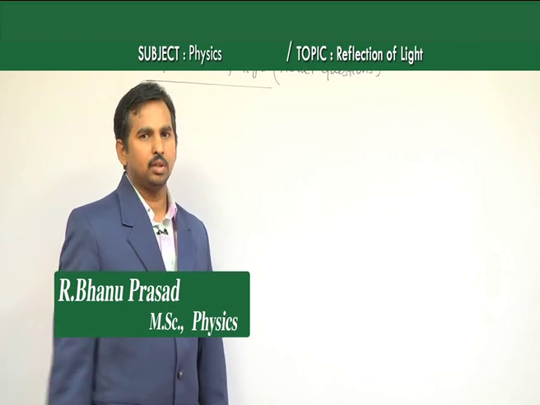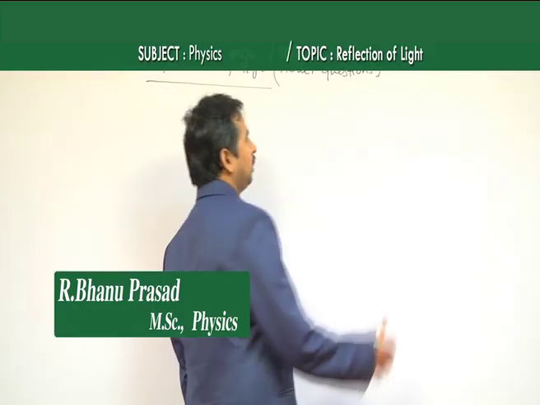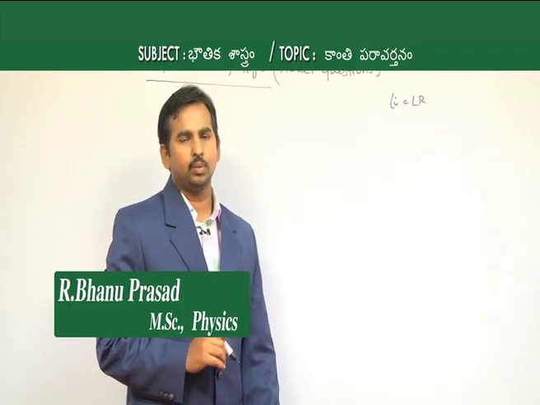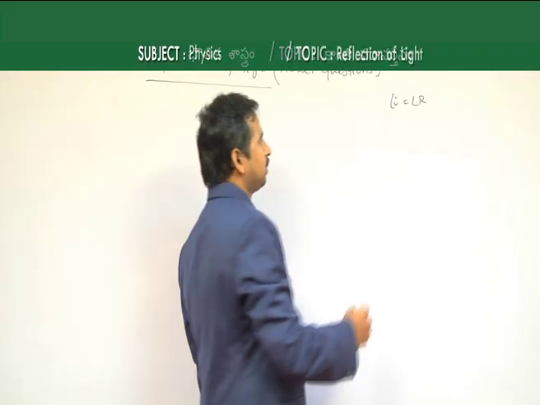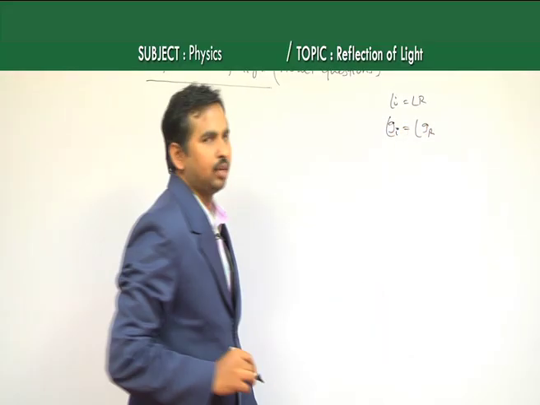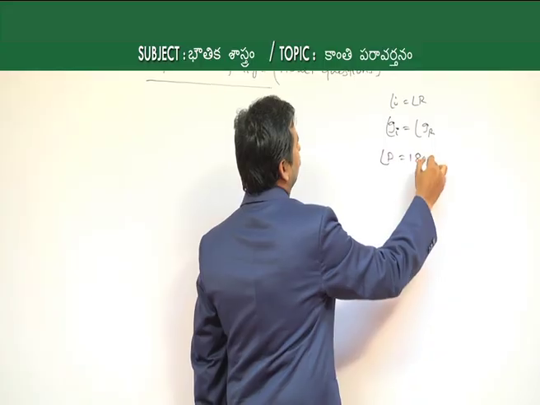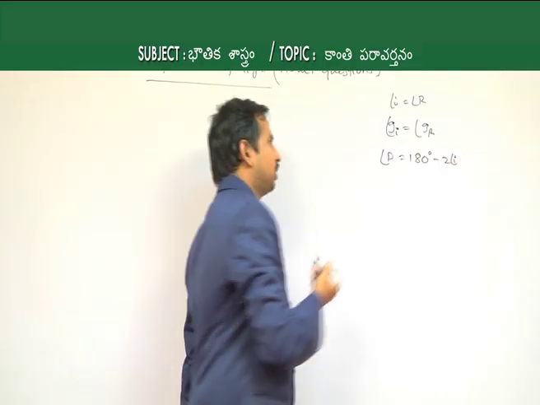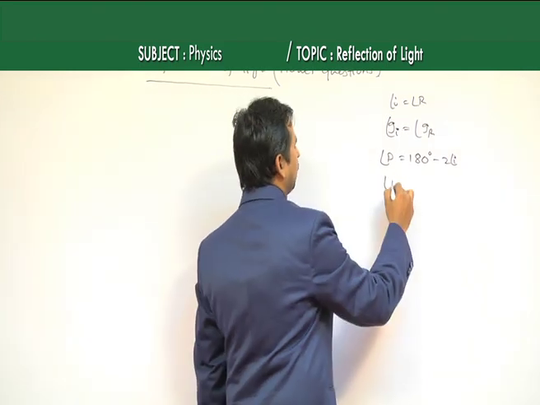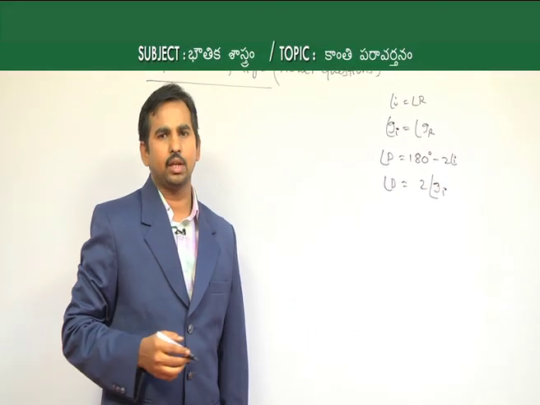If you see the plane mirror questions about the angles, we already know the relations between them. Here the angle of incidence and the angle of reflection are both equal. Along with that we have glancing angles, where the glancing angle of incidence is equal to the glancing angle of reflection. And we have the angle of deviation, which is equal to 180 minus 2i, where i is the angle of incidence. Also, the angle of deviation is equal to twice the glancing angle of incidence. That is about the angle of deviation.